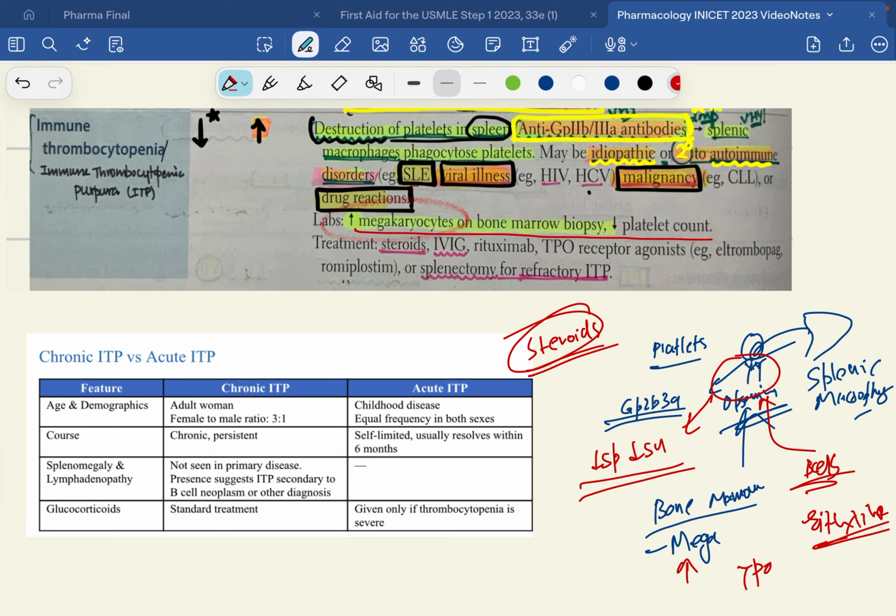Next, we can reduce these splenic macrophages. How can we reduce the splenic macrophages? One way is to reduce their function. That was the question: the TKI which acts on the splenic macrophages and is used in ITP is fostamatinib. Next, what you can do is splenectomy. If nothing is working, you can just remove the spleen and the number of platelets will increase, right?